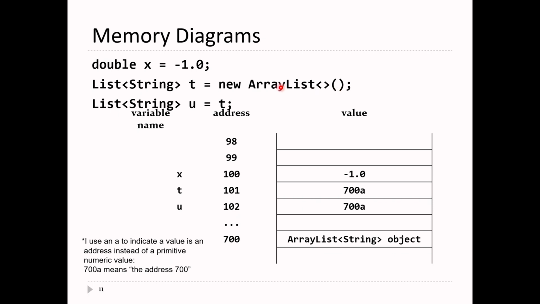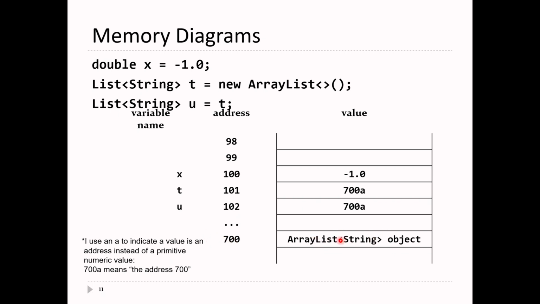Now on the right-hand side, it says new array list. And so what's sitting in memory here is not the array list object itself. Rather, it's a reference to the array list object. The actual array list lives somewhere else in memory. So here, I've stuck it at address 700.